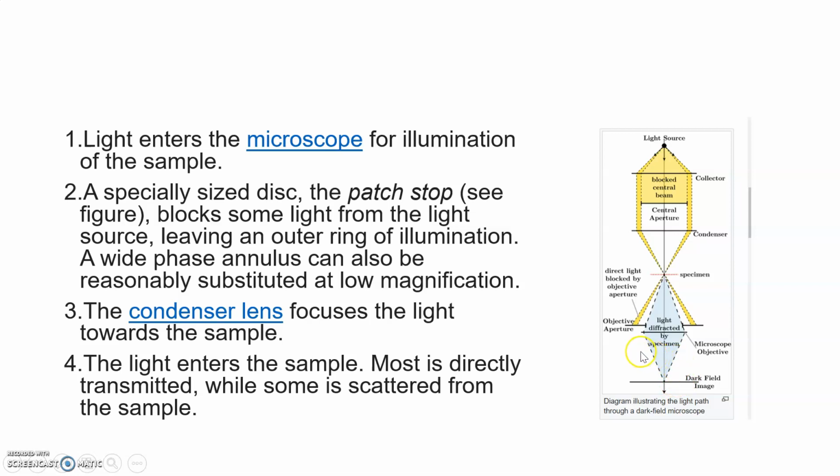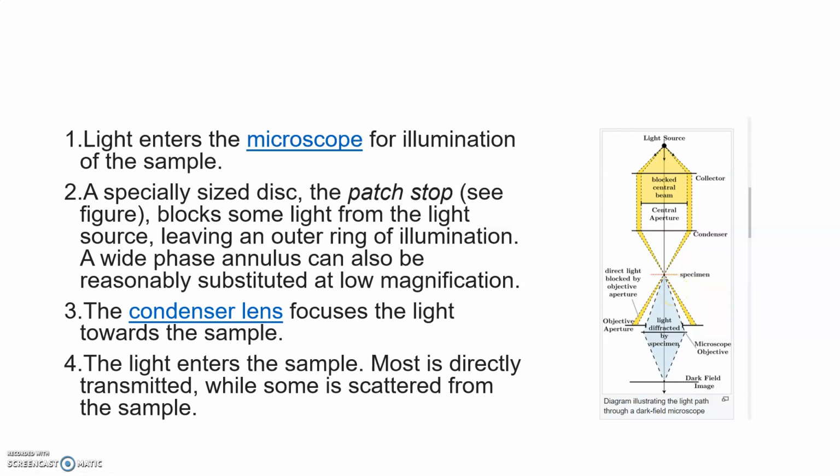It blocks some light from the light source, leaving an outer ring of illumination. A wide phase annulus can also be reasonably substituted at low magnification. And this condenser lens focuses the light towards the sample or specimen. So we can see this is the microscope objective and the light is diffracted, and this is the direct light. It is blocked by the objective aperture, and this is the light which is diffracted, and it forms a hollow cone of light.